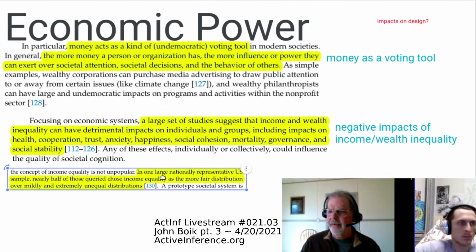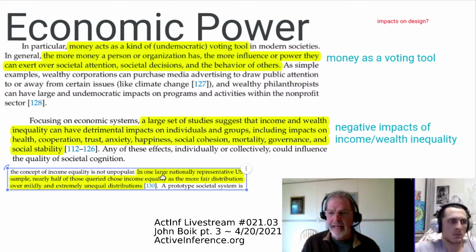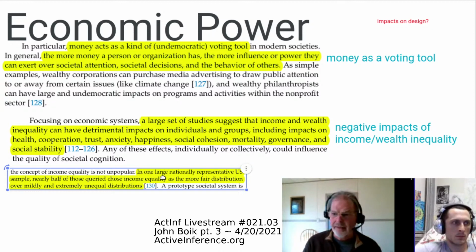A large set of studies have shown that income and wealth inequality is bad for society. It affects health, cooperation, trust, anxiety, happiness, social cohesion, mortality, social stability, and numerous other factors. So it's quite clear that high amounts of income and wealth inequality are detrimental to society. And again, today we are extremely unequal, extremely unequal.